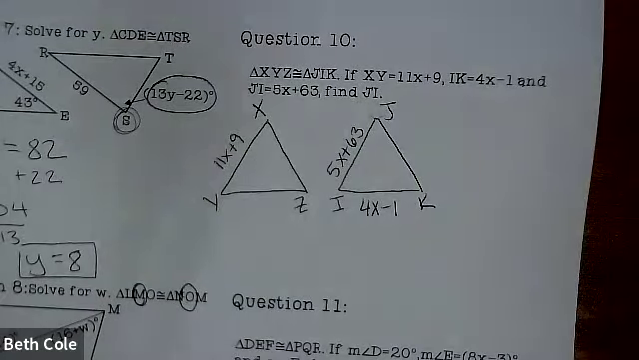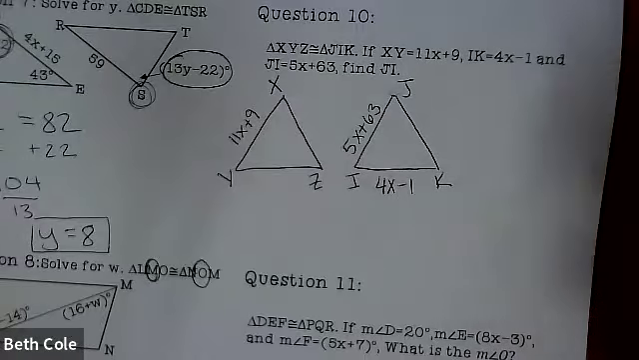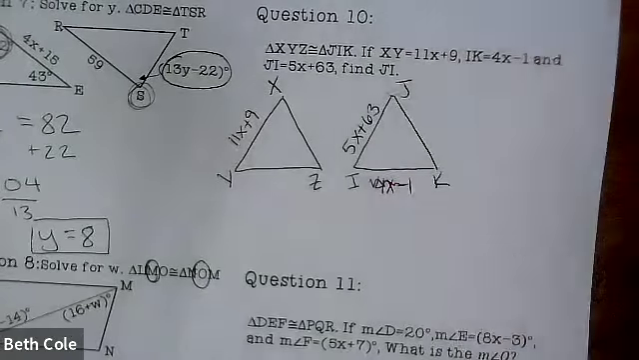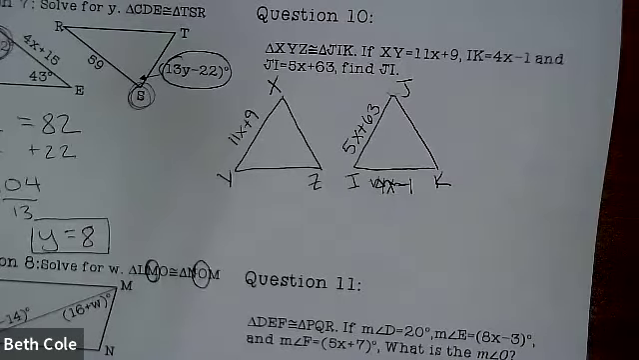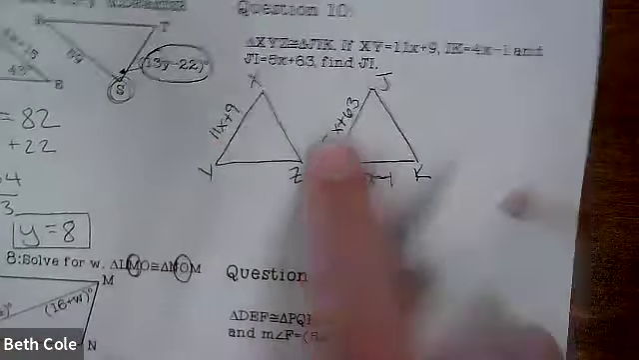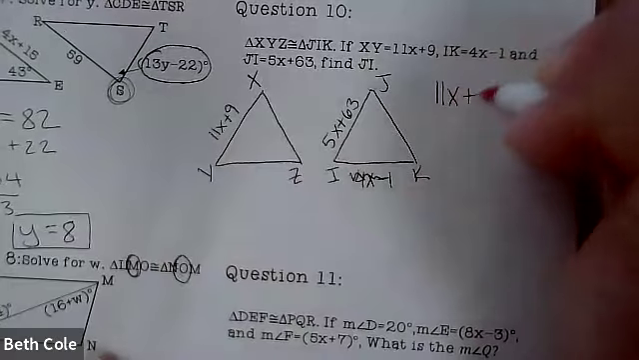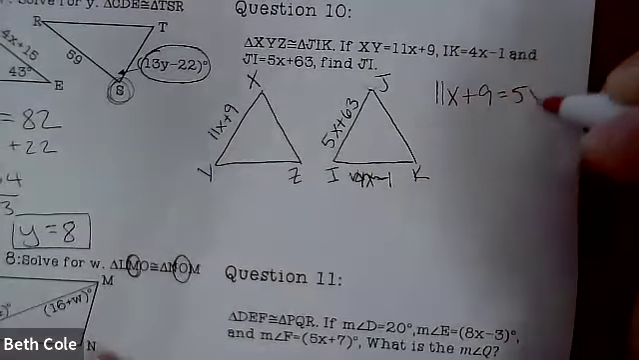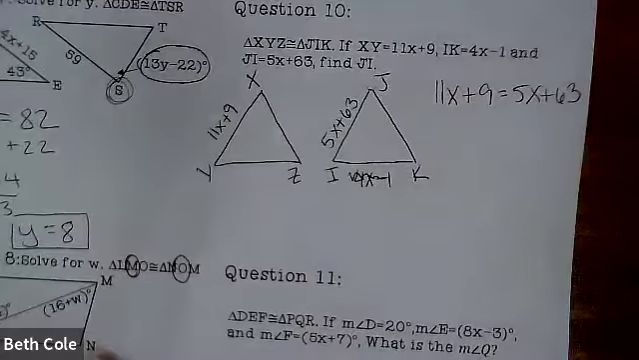So they gave us some extra information that we actually don't need. Which one of those is extra? Yeah, this 4x minus 1 is extra. We don't need that. Okay, what are we going to do with these 2? Set them equal. It's going to be 11x plus 9 equals 5x plus 63.